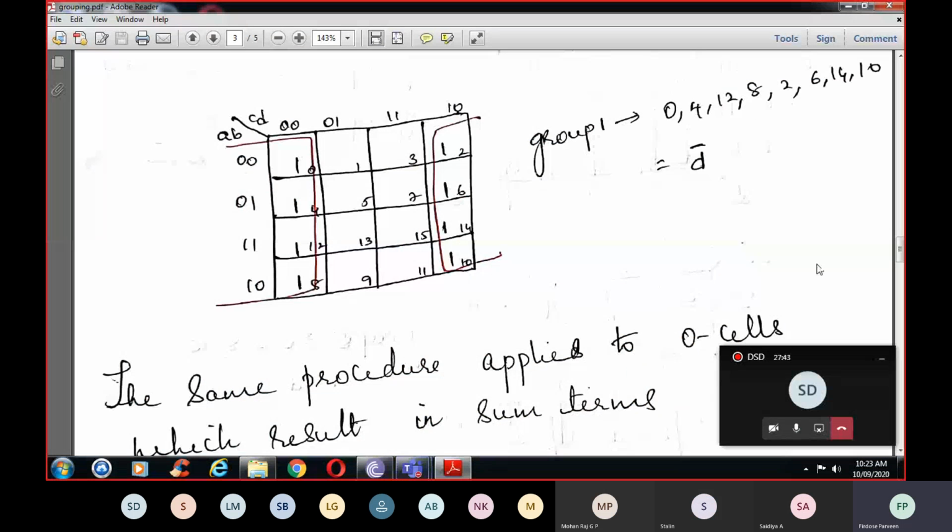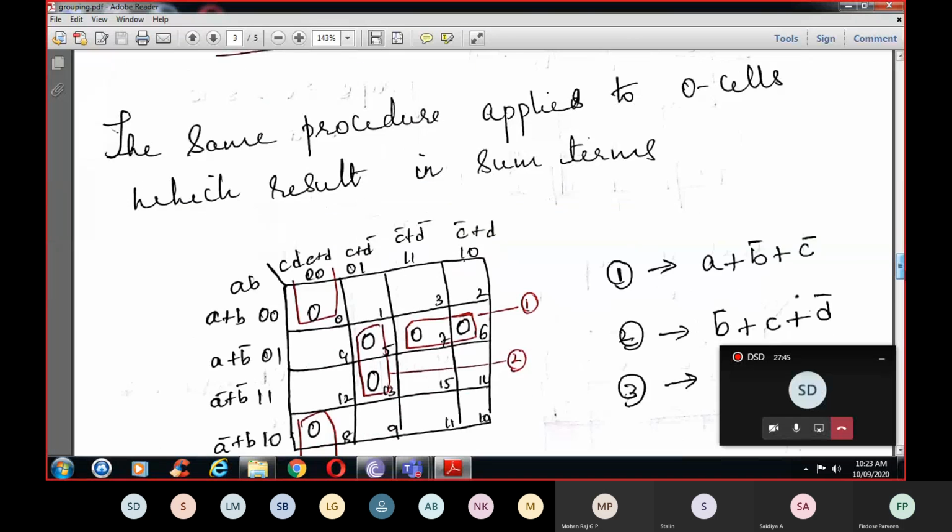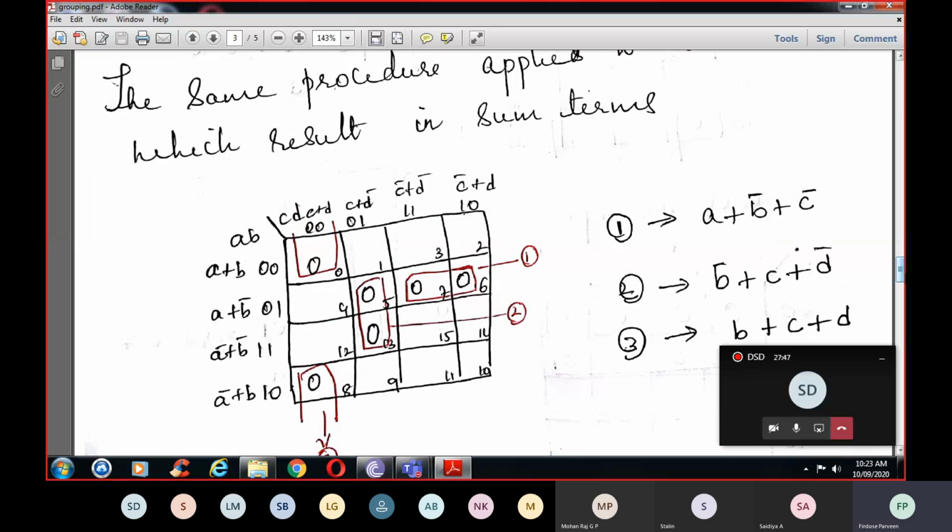The same procedure applies to 0 cell. Okay, so it applies to 0 cell. You can see here, again, this is AB, this is CD. I'll tell you how 2 cell grouping is being done. So at 0 cell, we are having 0. That is max term. What we have seen earlier was min term. Here it is max term. So for max term, we will be seeing 0. So here it is 0. Here it is 0 at cell number 8.